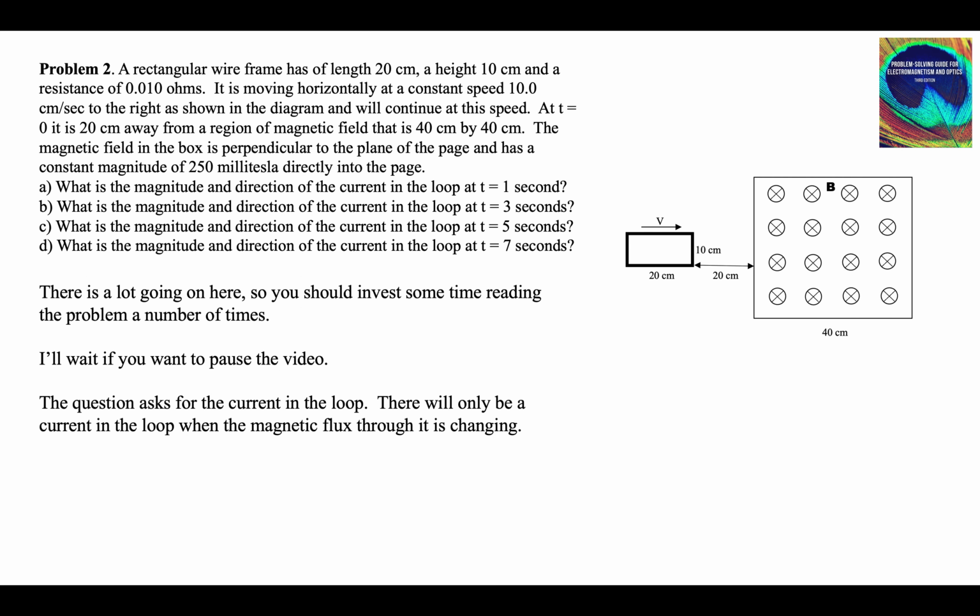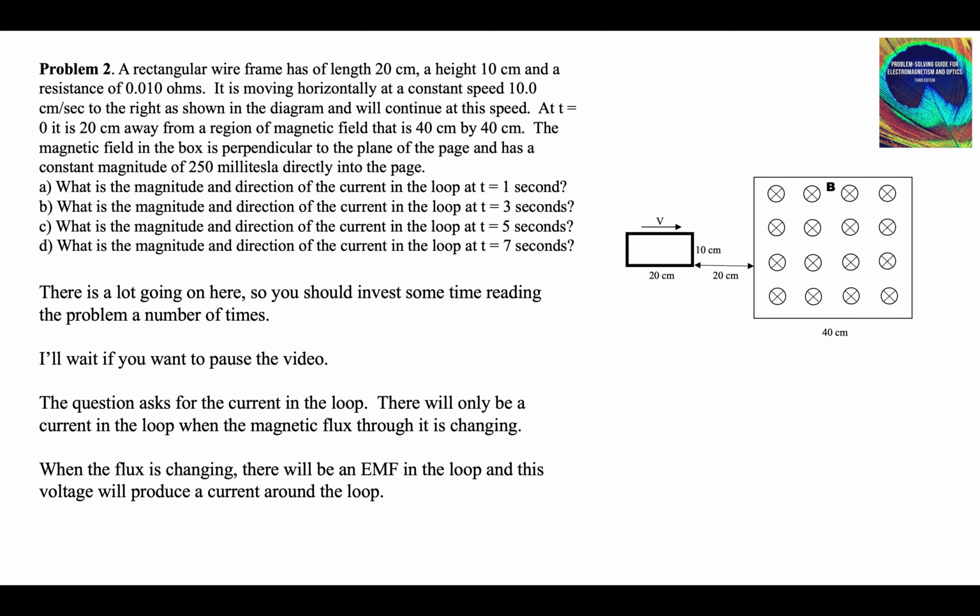The question is for the current in the loop. There's only going to be a current in the loop when the flux through the loop is changing. When the flux is changing, there's going to be an EMF in the loop, and this voltage will produce a current around the loop, and that current is going to oppose the change in flux. So let's start by drawing the position of the loop at each of the 4 times.